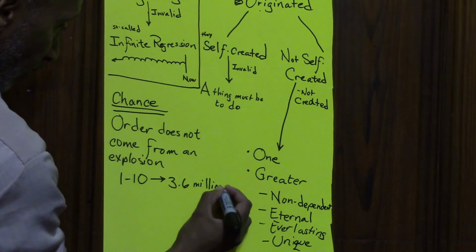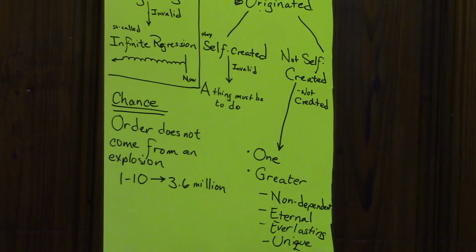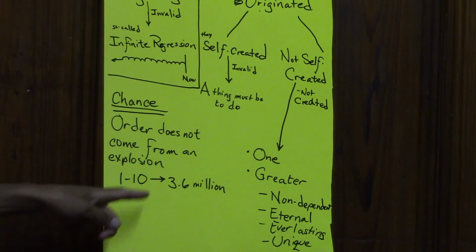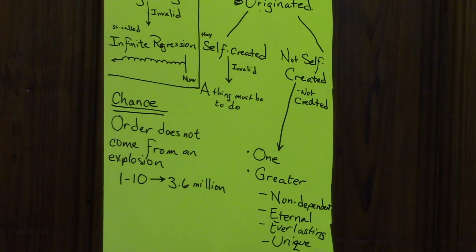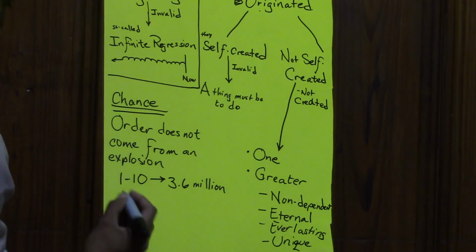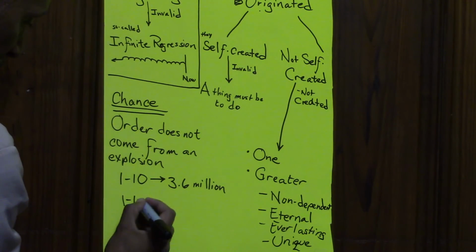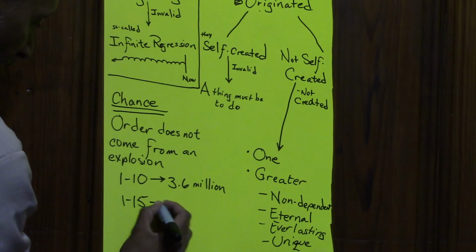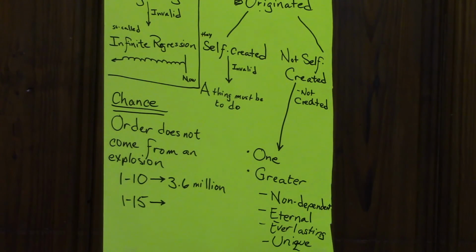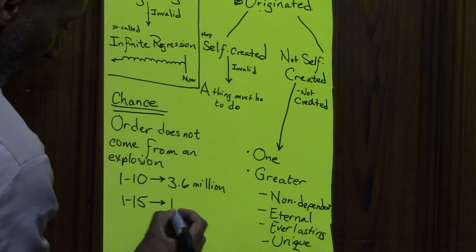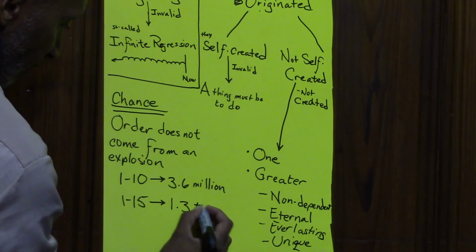How many cards in there? 10. These people, when they talk about DNA, don't they say if one part of the DNA is off, then the whole body is off? And even within the DNA, they talk about the chains and different things. So how can this just happen by chance? Okay, and if we add 5 more cards to the bag, 1 through 15, what's the chance of taking them out in sequential order? 1.3 trillion.